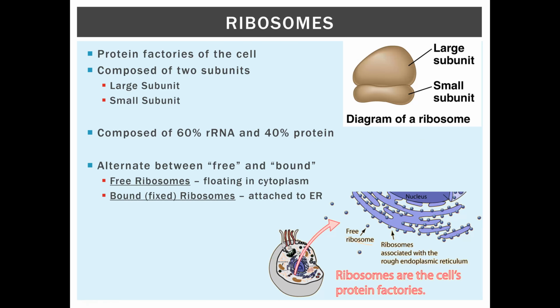Ribosomes alternate between a free state and a bound state. So if they're free, they're just floating around in the cytoplasm. And if they're bound, that means they're fixed or attached to the ER. And the ER is the endoplasmic reticulum. And again, ribosomes are the cell's protein factories. This is where you're going to make new proteins. And again, remember, proteins are the workhorses of the cell. So cells are always constantly making new proteins.